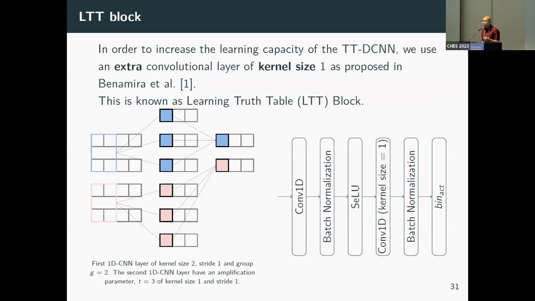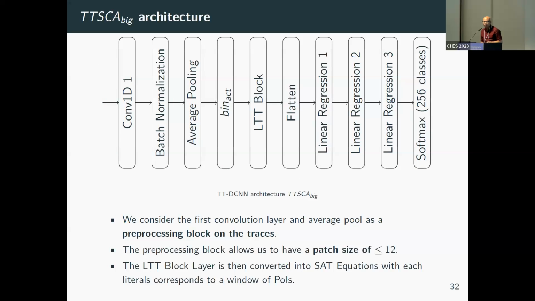So one way is to increase the learning capacity of TT-DCNN, which was proposed in its original work, where they introduced what we call the LTT block, the learning truth table block, by introducing an extra convolution layer of kernel size 1. But for us, we consider a pre-processing block also, with a convolution 1D, a batch norm and an average pool.